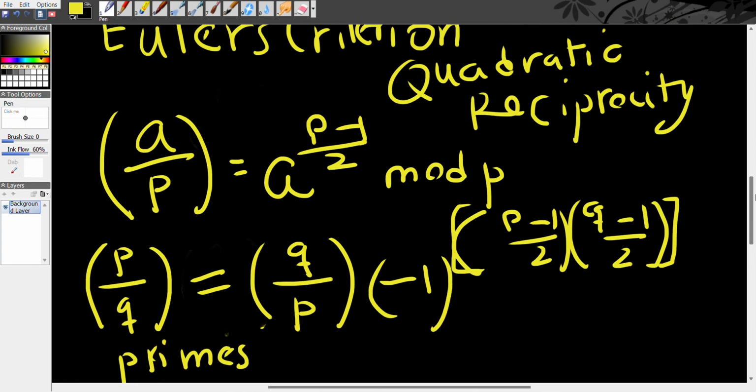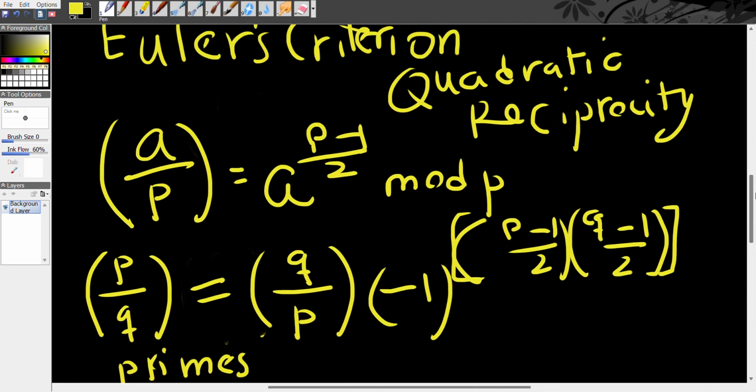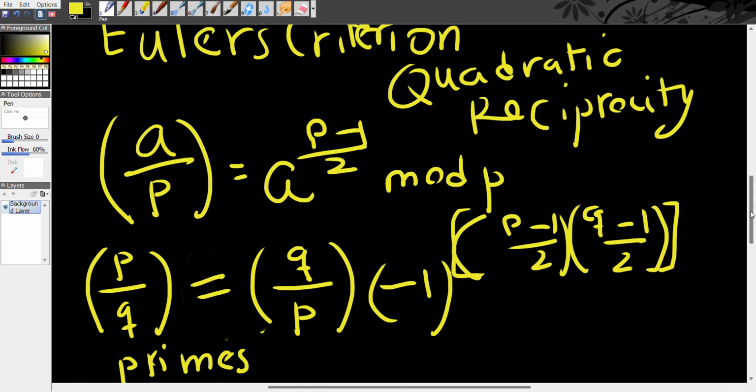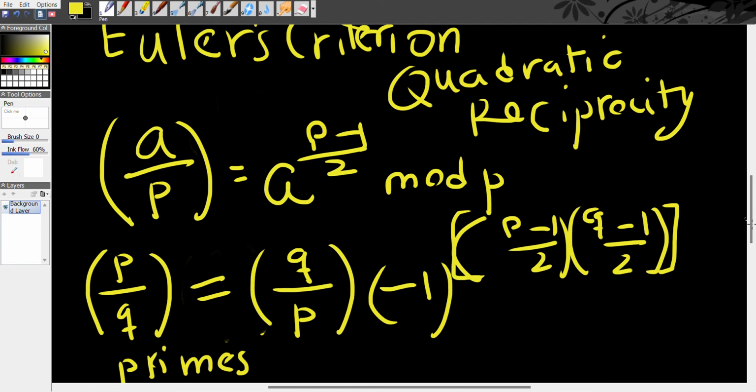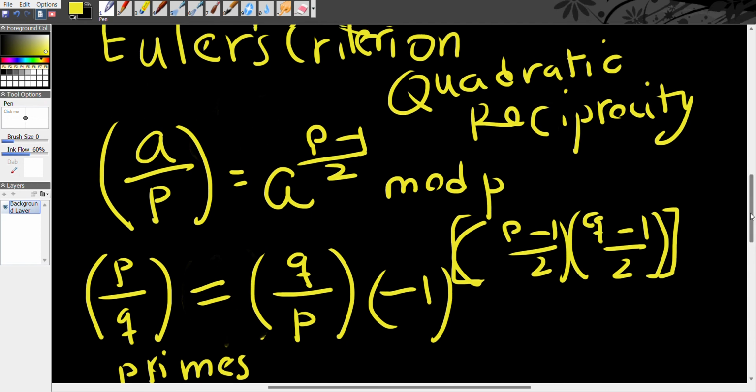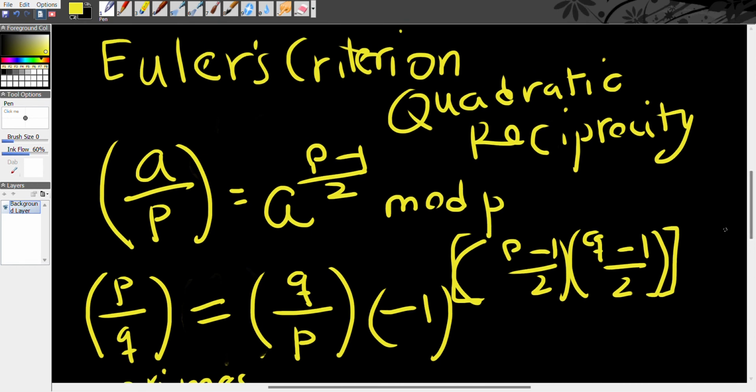And as you can see, when given a Legendre symbol in an exam, I would always try to do it using quadratic reciprocity instead of using Euler's criterion, unless somebody specifically told me this is the only way that I want you to do it, I want you to use Euler's criterion.